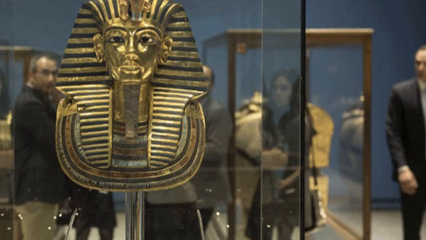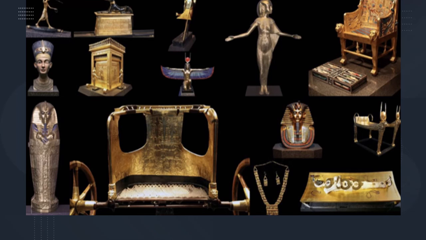The artifacts from Tut's tomb have been exhibited around the world, although their home base remains Cairo's Egyptian National Museum. The material from the tomb could be a full museum of its own. All these and much more from Tut's tomb.